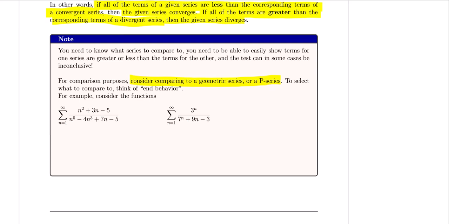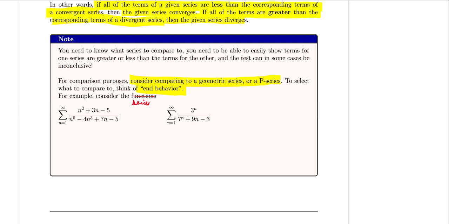Now, to select what to compare to, you can think of the n behavior for a series. So for example, let's go ahead and consider the following series. So first, we have the infinite series of n squared plus 3n minus 5 all over n to the 5th minus 4n cubed plus 7n minus 5. Alright, so if we wanted to figure out if this infinite series was converging or diverging, we needed to compare to some other series. But what's a good idea? And this is what I mean by taking a look at the n behavior.